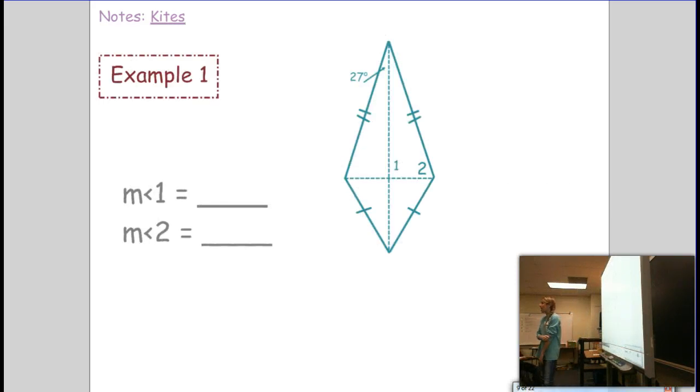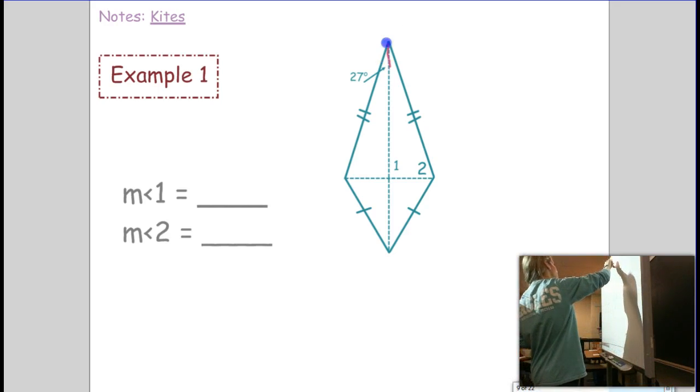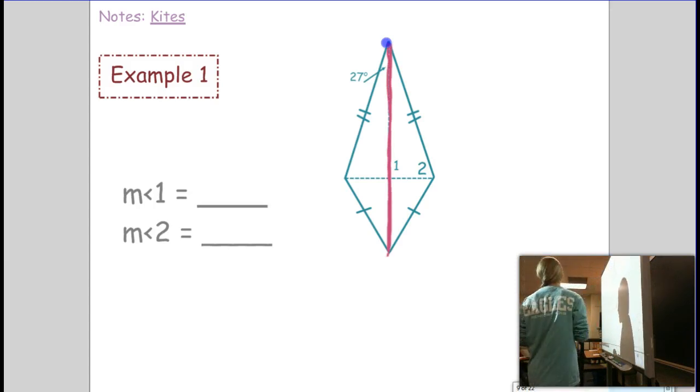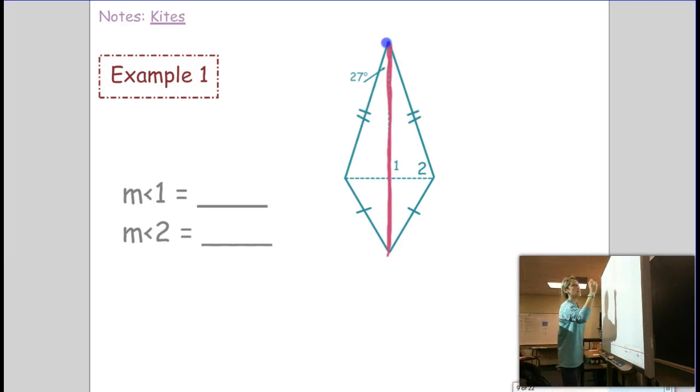Okay, every time, we're on your notes page now. Every time you're given a kite, what I want you to do is bold the diagonal of symmetry. Like I said, 95% of the time it's going to be the longer one. So everyone bold the diagonal that cuts things in half. That way we'll know that literally everything on the right of that line is identical to the stuff on the left. It's so cool. It's a mirror.